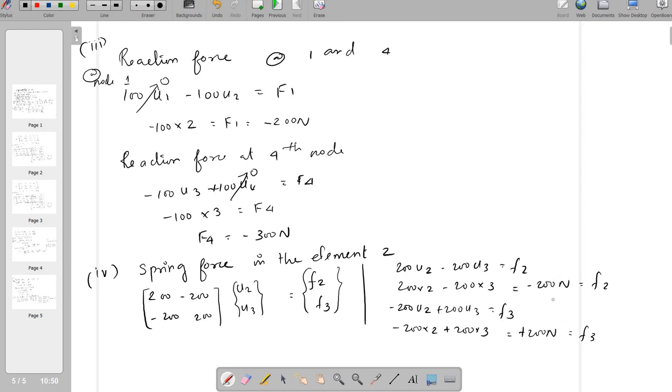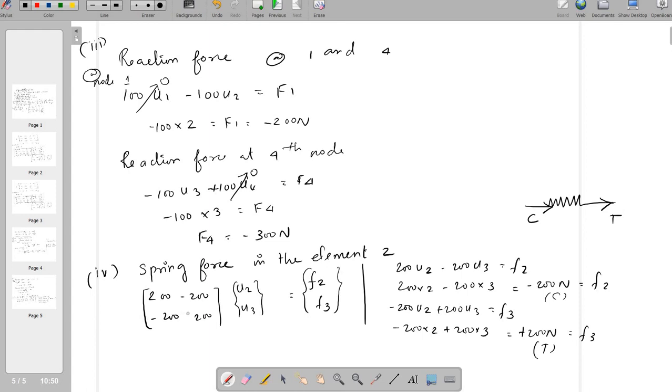Why is this negative and why is this positive? In a spring system, this end force is assumed to be compression, and the next end nodal point force is assumed to be tension, hence the same value but different in direction. So F2 is compression in nature, F3 is tension in nature. That's why it is minus and plus. So that's all, the problem is over.